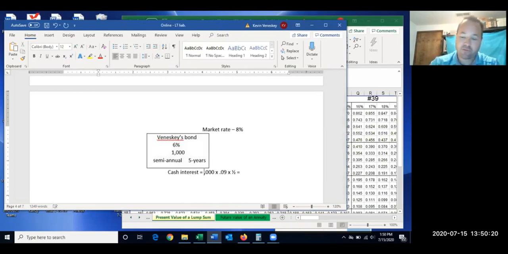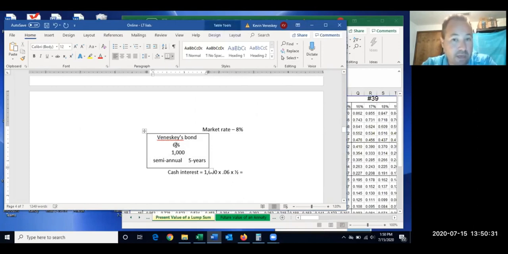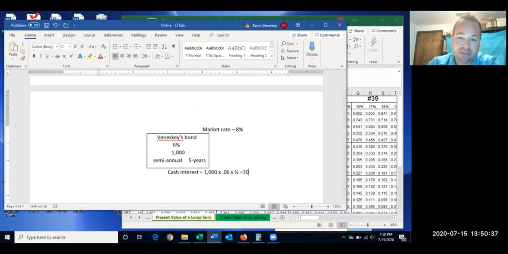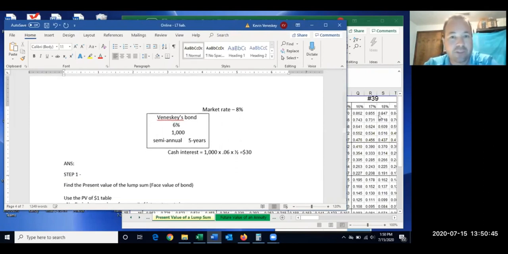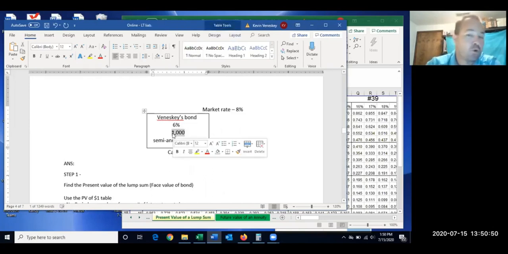So one of the first things I'm going to have to do, remember, is figure out what my normal cash interest is going to be. Simply take what my bond is worth, the principal, times the rate I'm paying, 6%, times semi-annual, half a year. So that comes out to be 30 bucks. Now we can start doing the 3 steps from above to figure out how much I need to sell my bond for exactly. So nobody is out. I'm not selling it too cheap, and the bondholders aren't getting ripped off either by getting a lower interest rate and paying too much for it.